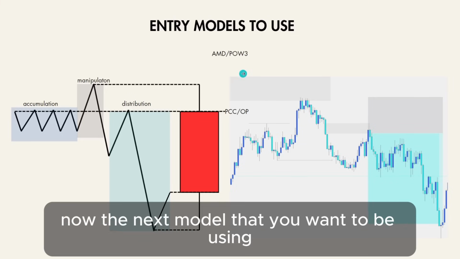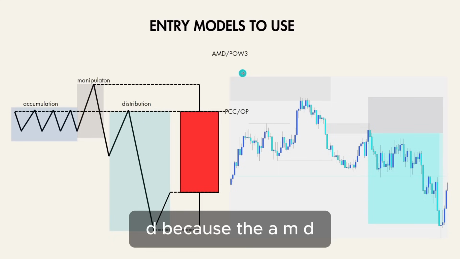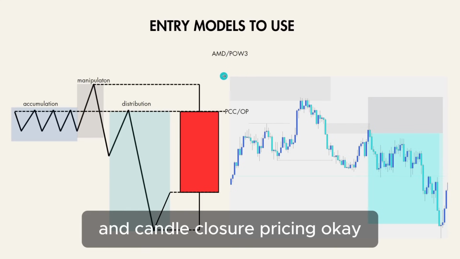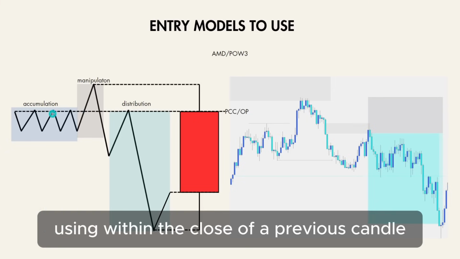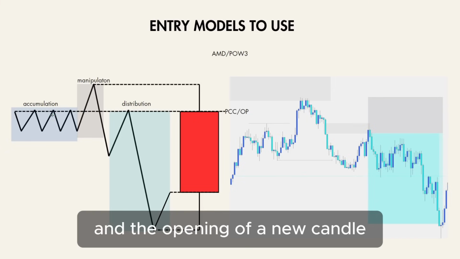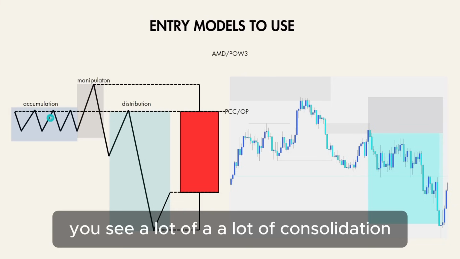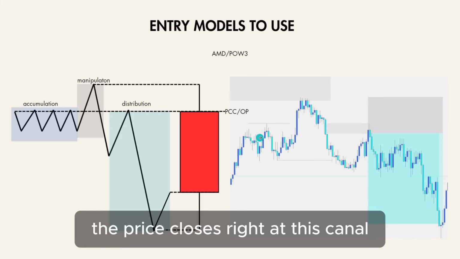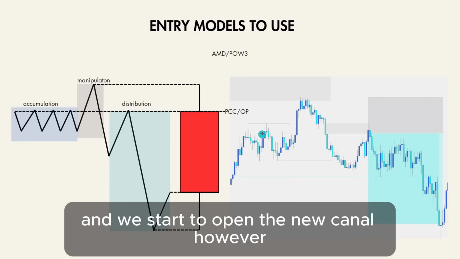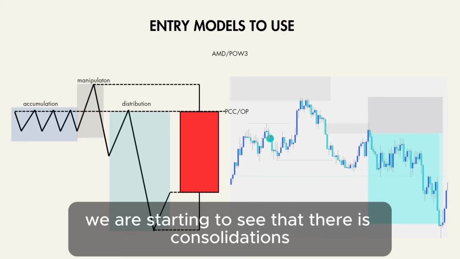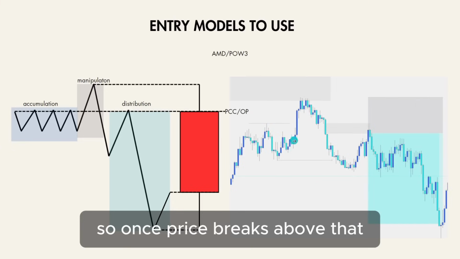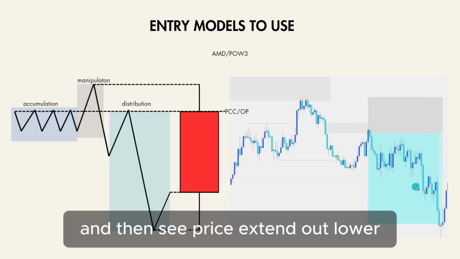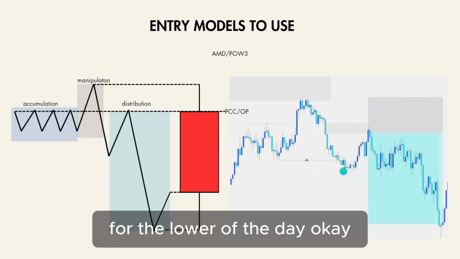Now, the next model that you want to be using with confidence is your AMD, because the AMD is directly correlated to your candle opening and candle closure pricing, okay? Usually within the close of a previous candle and the opening of a new candle, we see a lot of consolidation, and that in itself can be identified as our accumulation in price. As you can see right here, price closes right at this candle and we start to open the new candle. However, we are starting to see that there are consolidations, but we understand this as our accumulation. Once price breaks above that to make the manipulation, we can then look to trade into the distribution and see price extend down lower for the low of the day, okay?